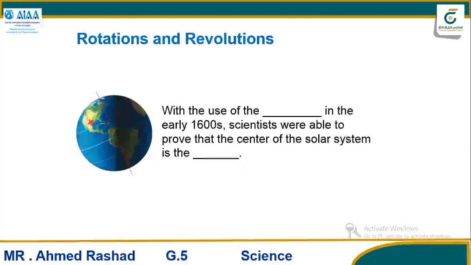With the use of the telescope in the early 1600s, scientists were able to prove that the center of the solar system is the sun. In ancient times, people believed the center of the solar system was Earth, and that the sun rotated around the Earth, and this is false. Scientists proved that the center of the solar system is the sun.